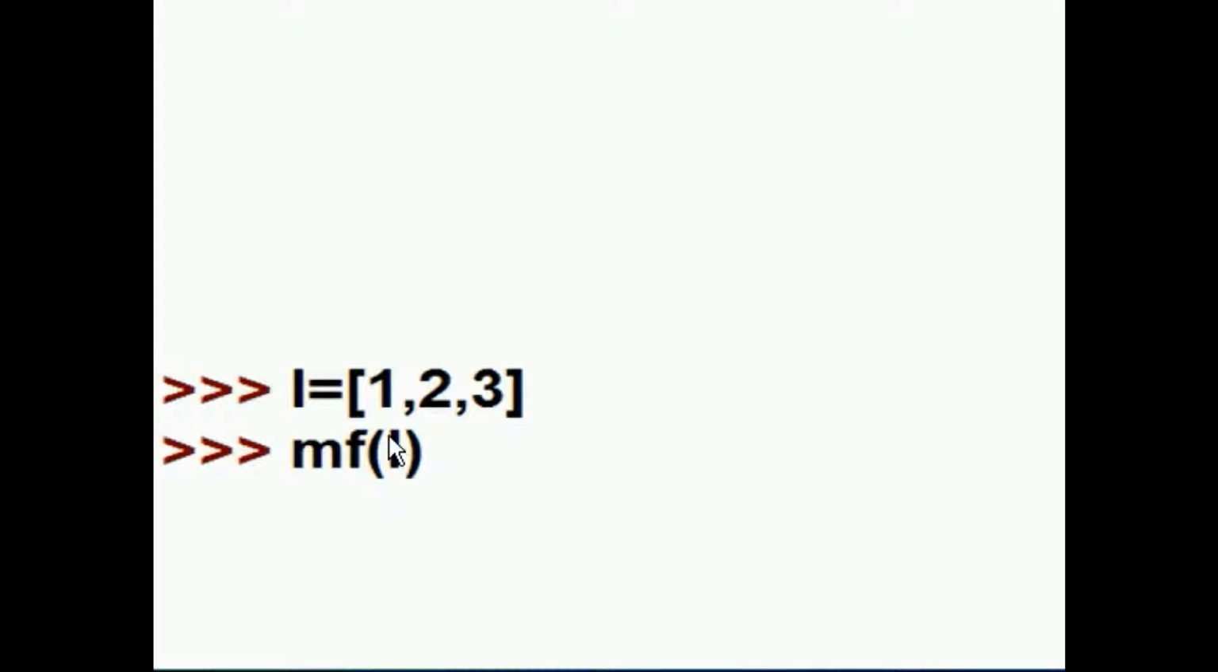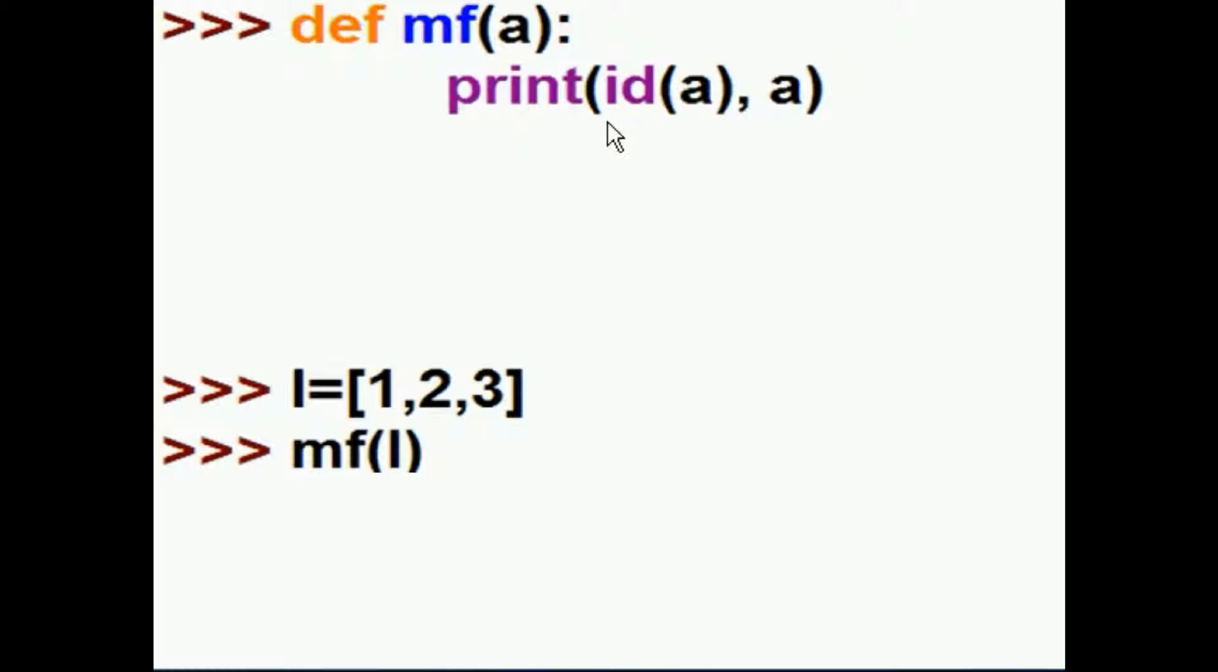Here L is equal to a list 1, 2, 3. I'm going to call my function and pass it L. Let's define my function, give it a parameter of A. So L will be caught in variable A. Next I print out the ID of A, its address, and the data in A.